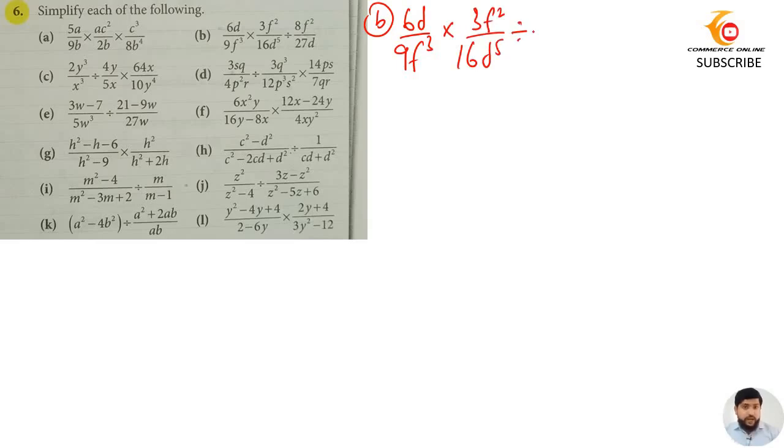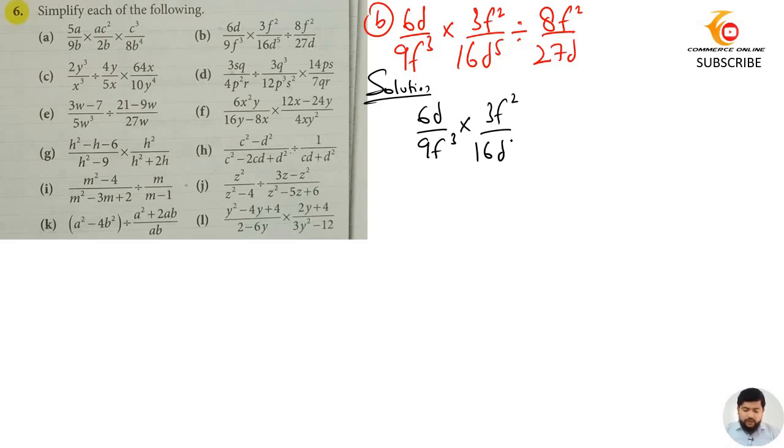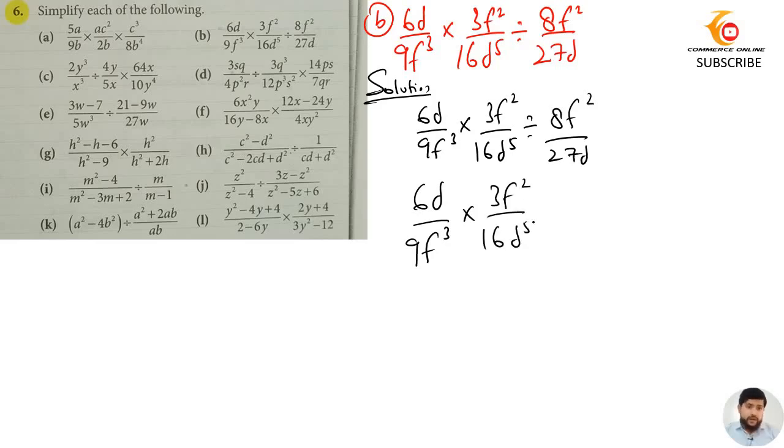over 16d5 divided by 8f square over 27d. First I will write the solution. So here it is, the solution, that is 6d over 9f cube multiply 3f square over 16d5 divided by 8f square over 27d. So I'm going to write the question again, that is 6d over 9f cube multiply 3f square divided by 16d5.